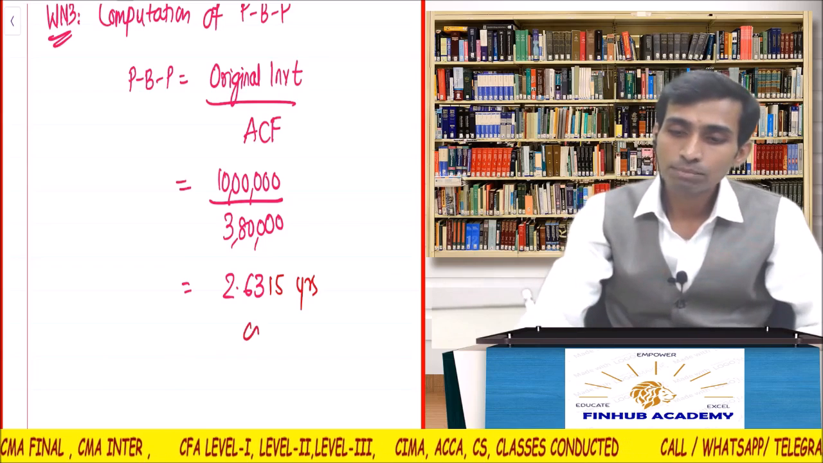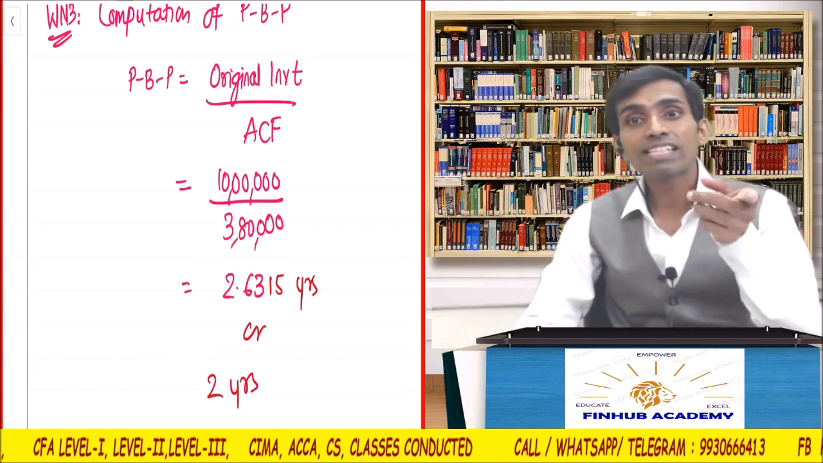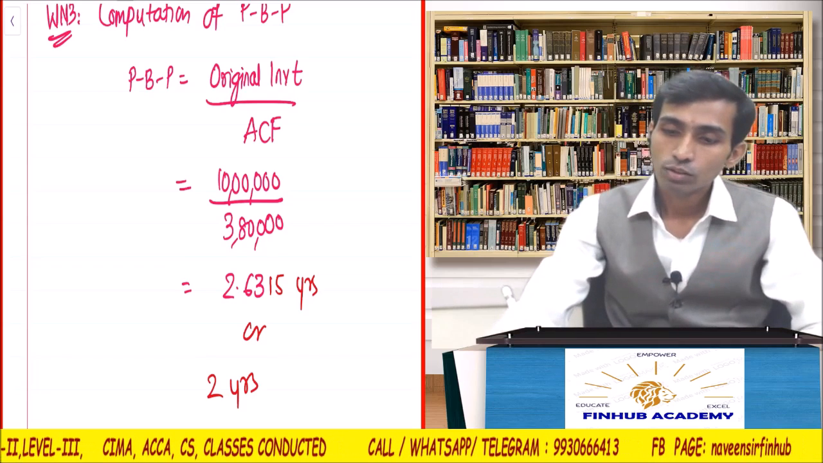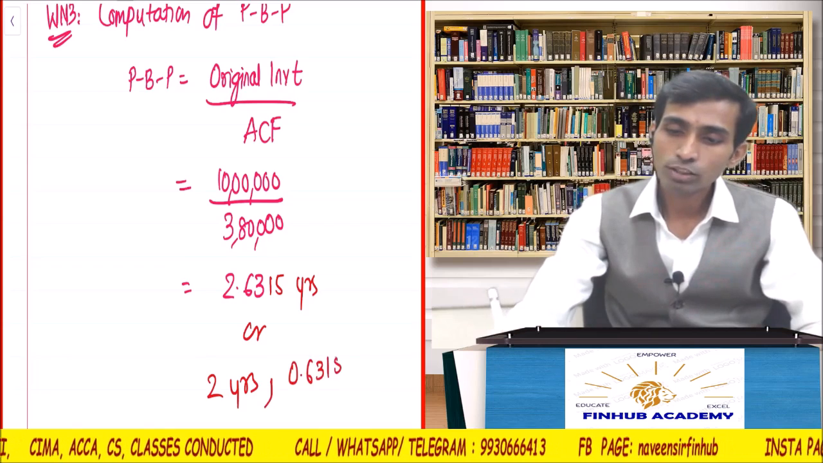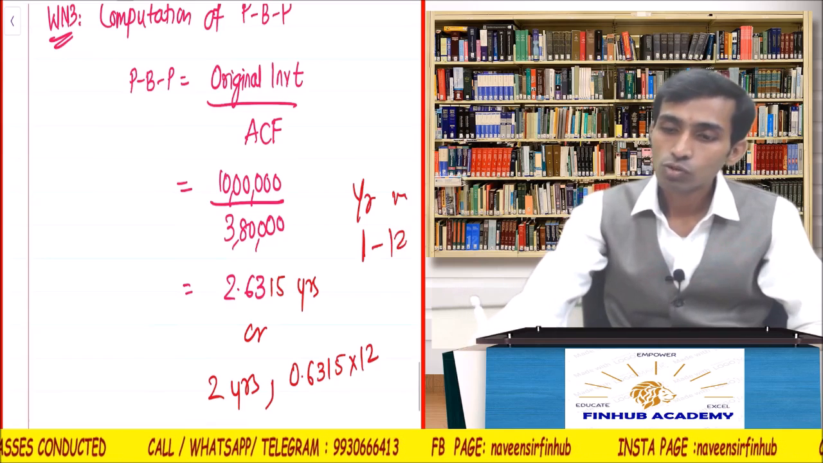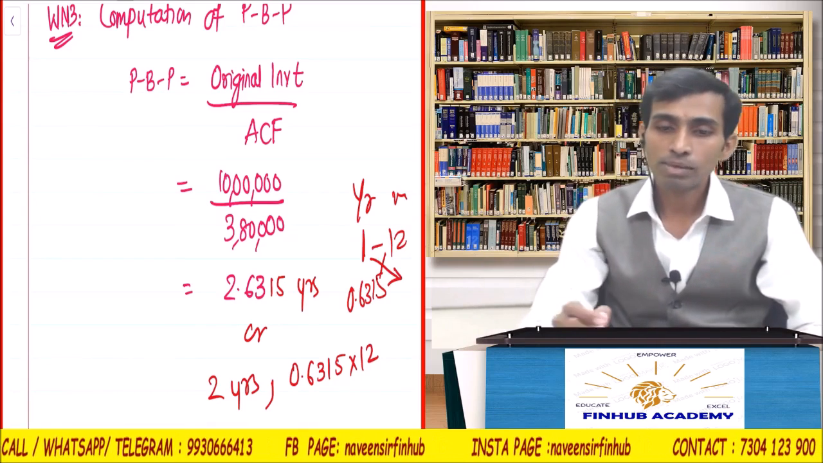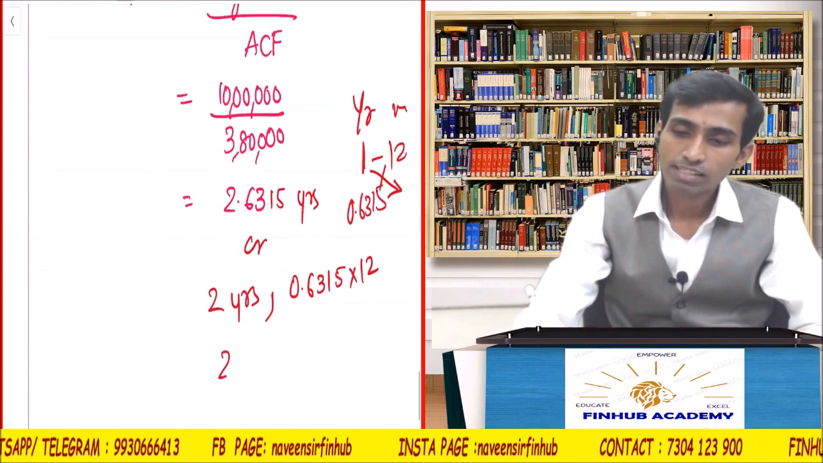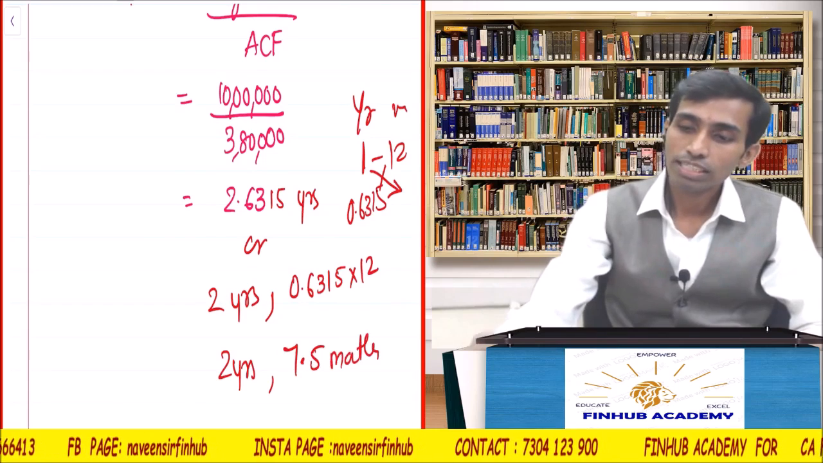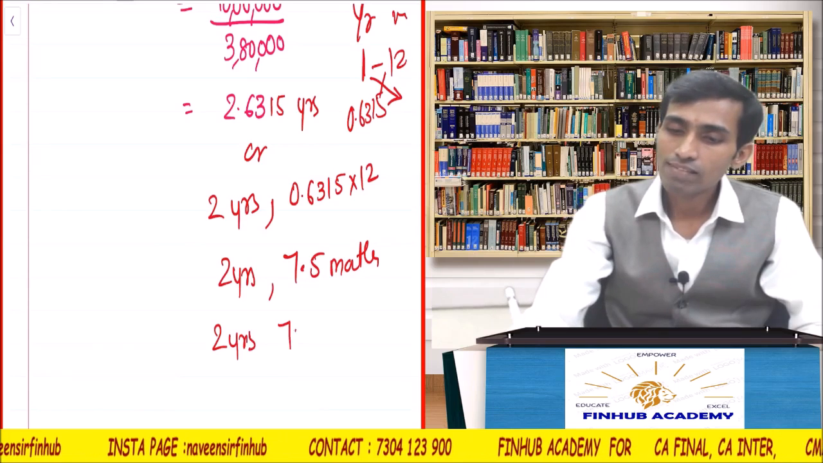So if I want to write this in months, 2 years and how many months? 0.63 into 12. Very good. Don't say 6 months. 0.6315 into 12, because this is in years. In 1 year, there are 12 months. So 0.6315 years means how many months? Cross multiplication. School level maths. How much is it? Yes, 2 years, 7.5 months. So can I say 2 years, 7 months and 5 days?